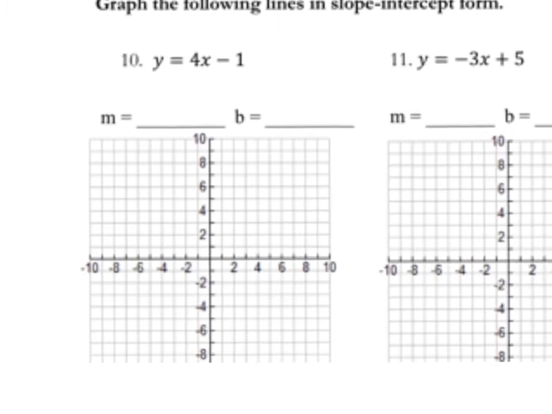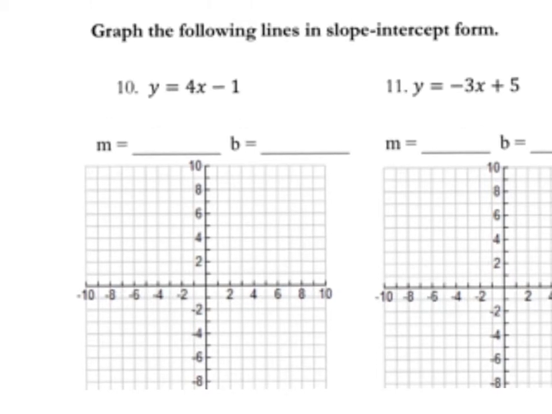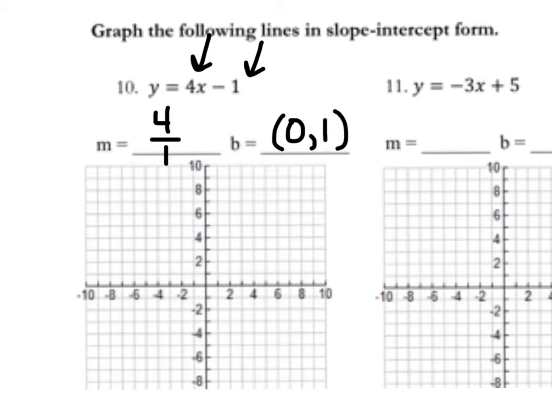So we talked about this one yesterday. Right away, this equation's already in slope-intercept form. So my slope is always the number that's right next to x. I'm going to write it as a fraction, 4 over 1. My y-intercept is the number on the end, and we don't change the point unless it's in point-slope form. So that should be 0, negative 1.